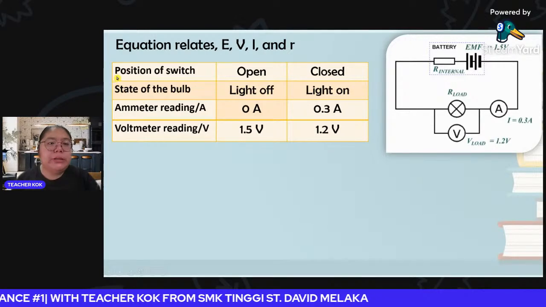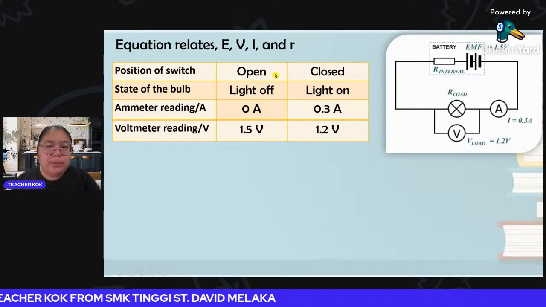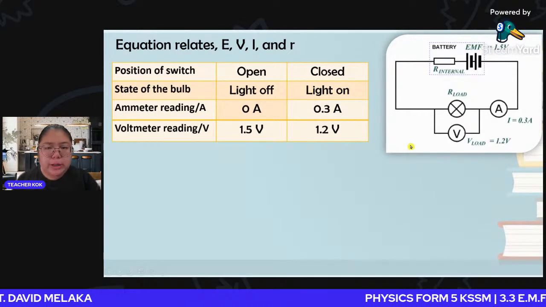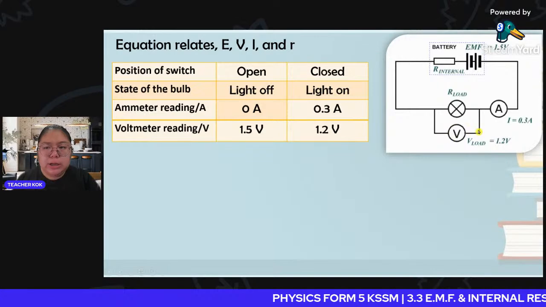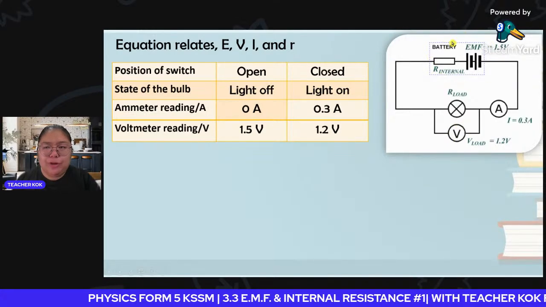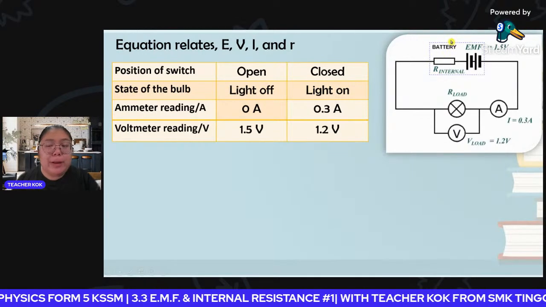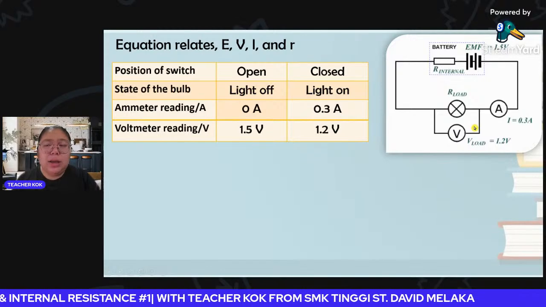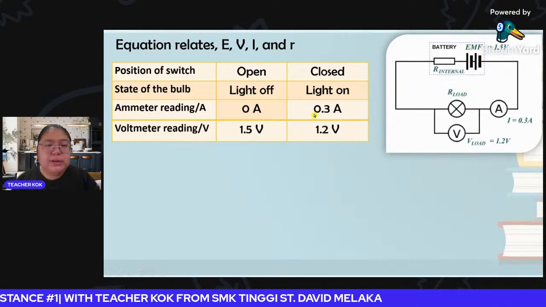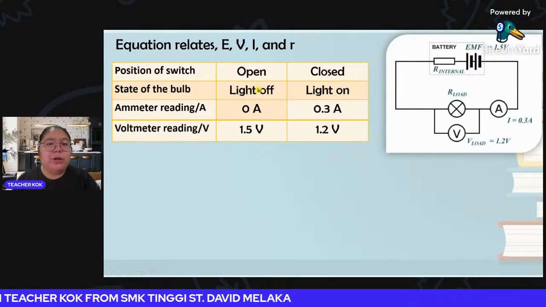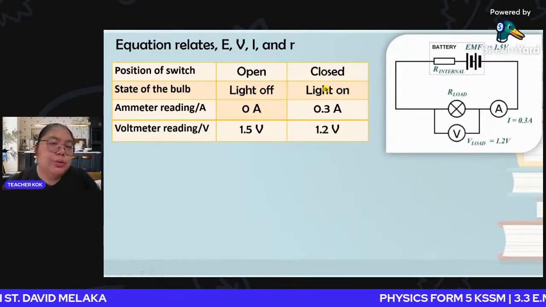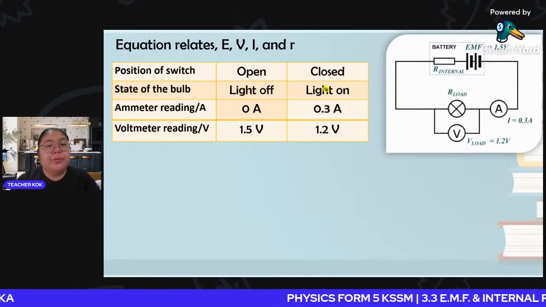The position of the switch, when open and also closed. Actually, the voltmeter here is meant to measure the bulb. Importantly, if you want to measure the battery, you put it at the top of the battery. So from here, you just ignore how they drew this diagram, and we just see the table first. The state of the bulb when the switch is open is surely off. When you close it, the bulb will surely be on.